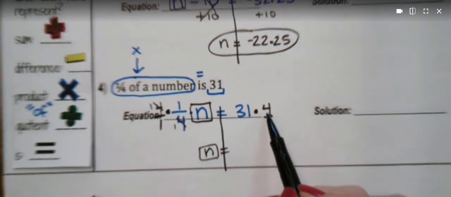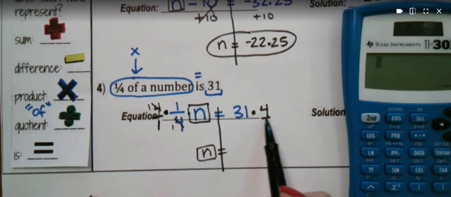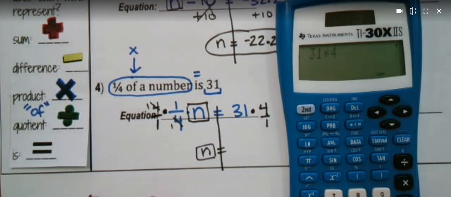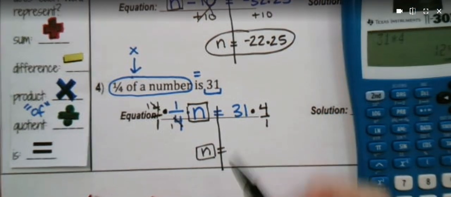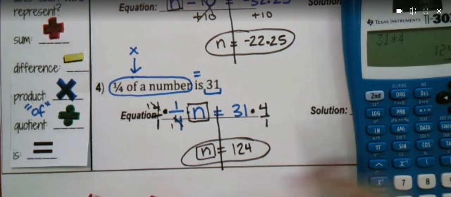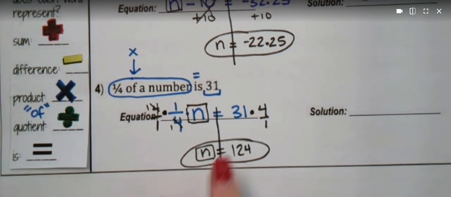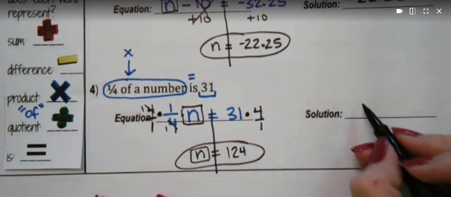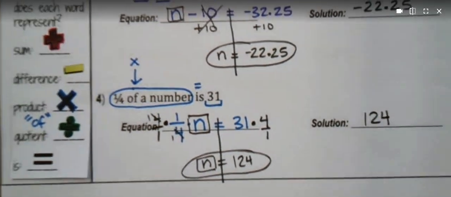But over here I got 31 times 4. So I can use my calculator, unless I know what 31 times 4 is in my brain. That works too, 124. See how much quicker that is than dividing, right? When we see a fraction attached to the variable, we multiply by the reciprocal, and the solution is 124.